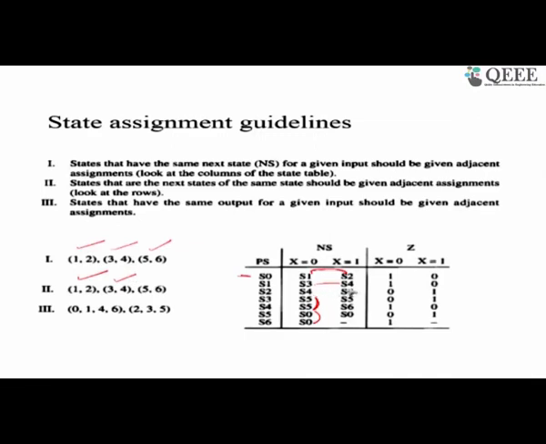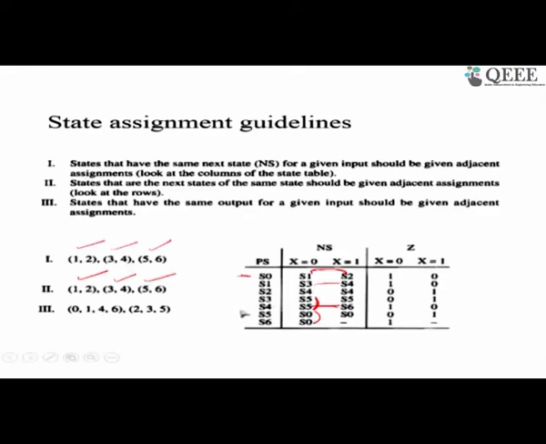S4 and S4 are already the same state, you don't need to worry. 5, 5 is the same state. 5, 6 are 2 different states, but both are next states for S4, so they have to be adjacent. So that is the second rule.